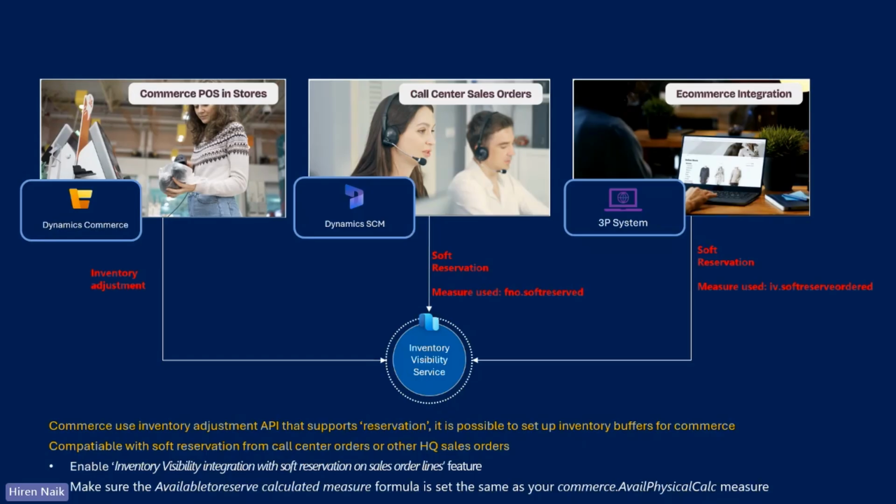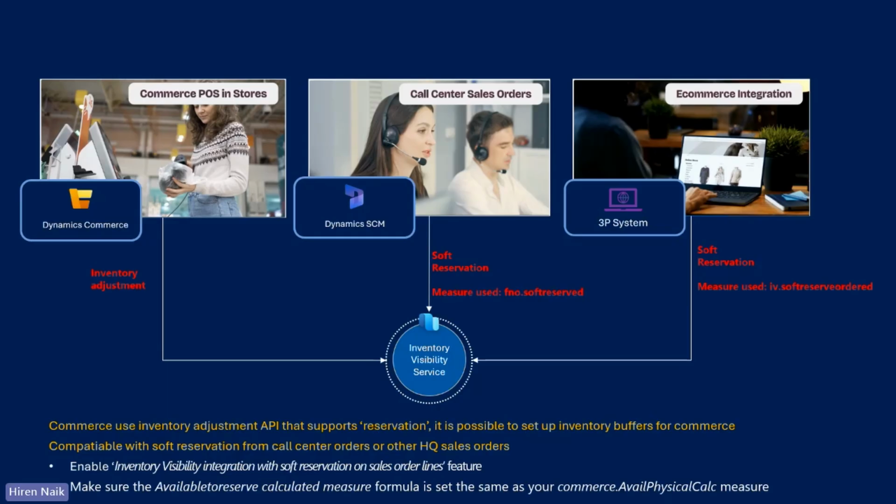For the third-party system, the recommendation is that you also leverage the soft reservation API. Of course, you get more flexibility here because you need to build the integration yourself with your third-party system, but you can choose to use either the soft reservation API or the inventory adjustment APIs. If you use the soft reservation API, then the measure you would leverage is the IV.soft reserve ordered measure, which I will also explain later.